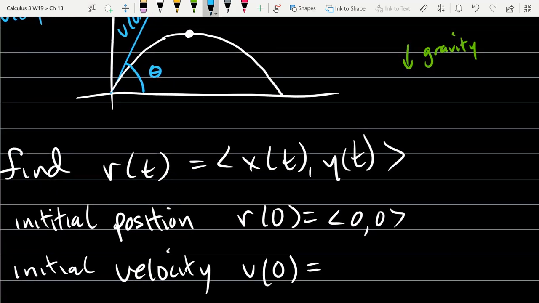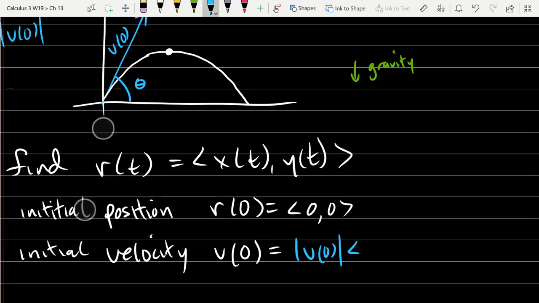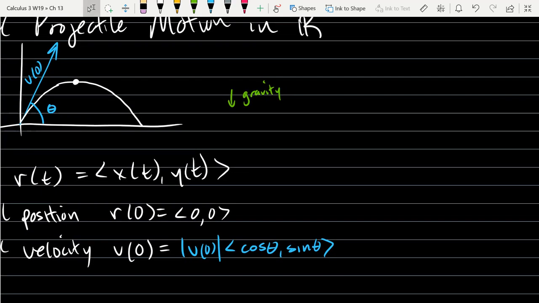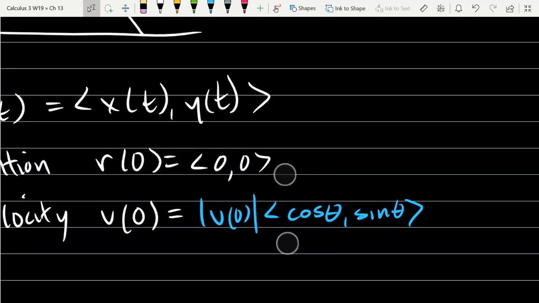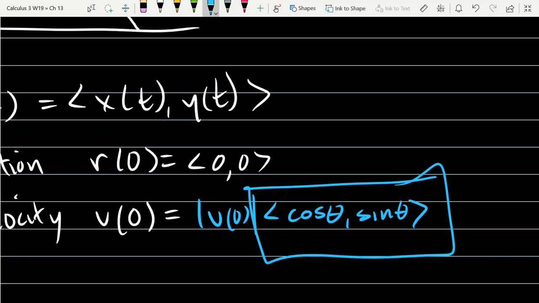So our initial velocity will look like magnitude v zero times the unit vector cos theta, sine theta. Did we compute why this is always a unit vector, cos theta sine theta? I don't know if we've done that yet. We'll just look at this vector right here, just the unit vector part. If we take the magnitude, it's the square root of cos squared plus sine squared, which is 1. So this will always be a unit vector, no matter what angle you're pointing.